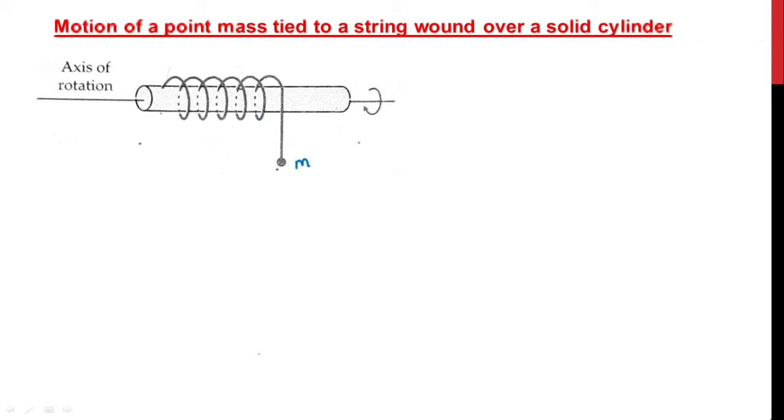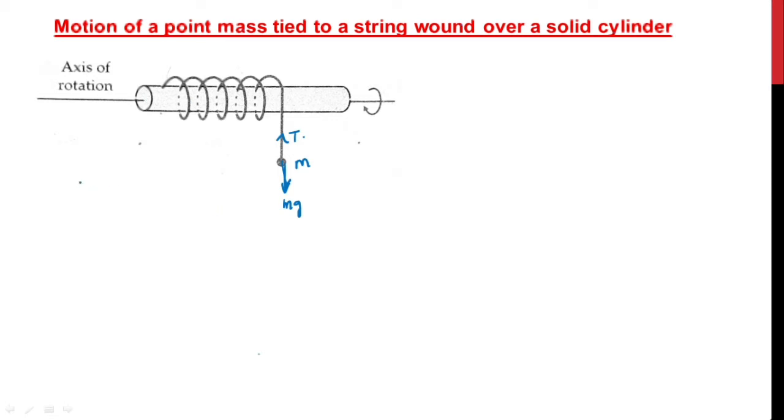The cylinder can rotate. Now just imagine due to this mass, a force will be acting downward, which is equal to mg. That is, mg will be acting vertically downward. At the same time there will be tension acting upward. So if mg is greater than tension, what will happen to this point mass? The point mass will come down. At the same time, the string will also come down, and the cylinder will start rotating about the axis of rotation. You can see the picture there.